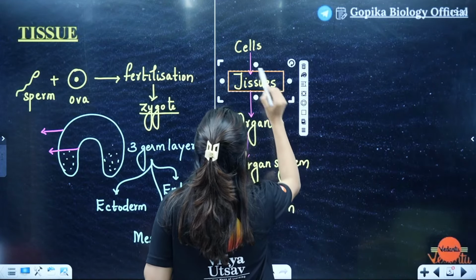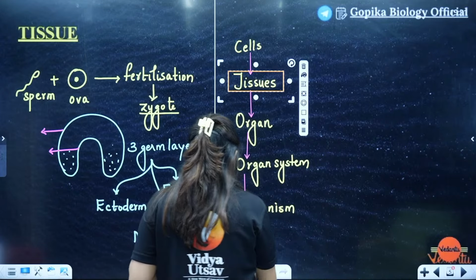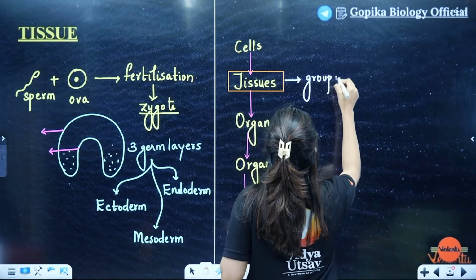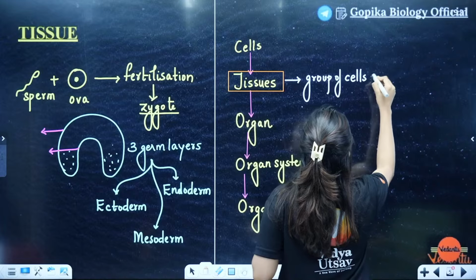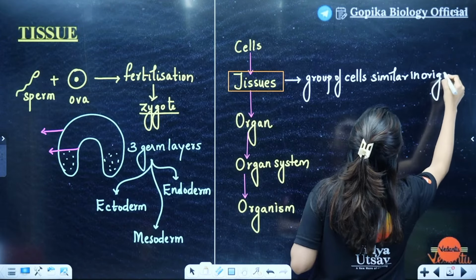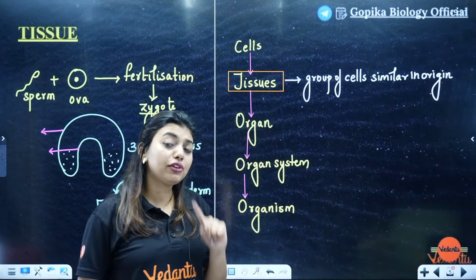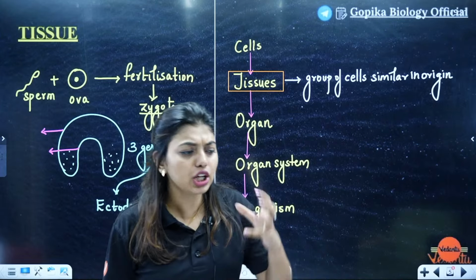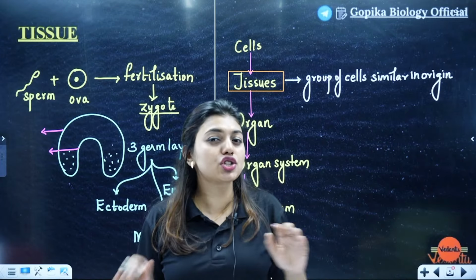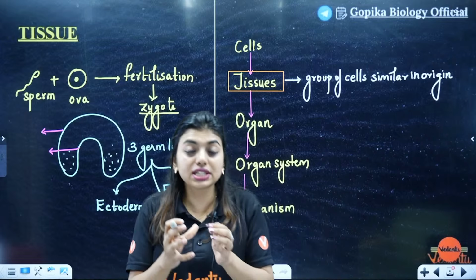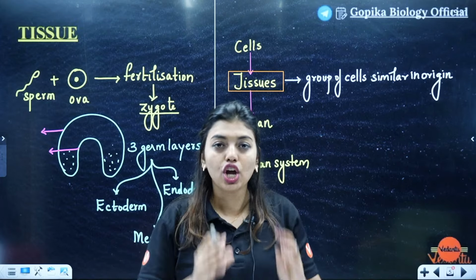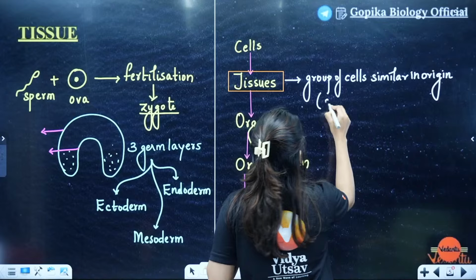Now, when we talk about tissues, we have to talk about tissues. See, students, tissues are a group of cells similar in origin. Now, they perform a similar function. We used to always study that a group of cells that perform a similar function is called tissue. But over the years, we have understood it's not necessary for them to do similar functions. It's not necessary for them to have a similar structure also. So I would say structurally and functionally they can be different.